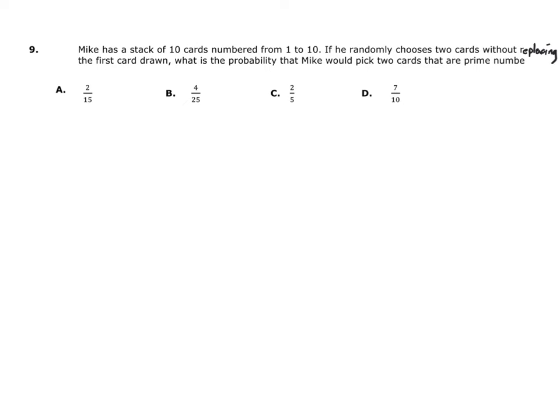So Mike has a stack of 10 cards. So 1 through 10: 1, 2, 3, 4, 5, 6, 7, 8, 9, 10. Chooses 2 cards without replacing the first card drawn. What's the probability that he picks 2 cards that are prime numbers? So first we got to know what a prime number is. So prime numbers: 2, 3, 5, and 7.